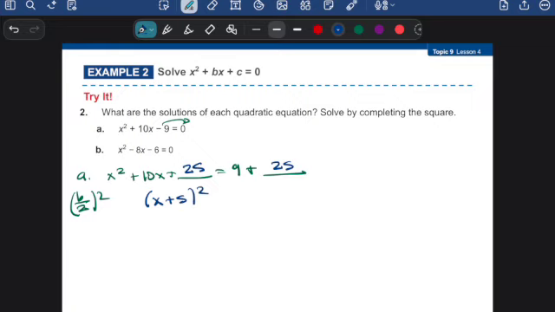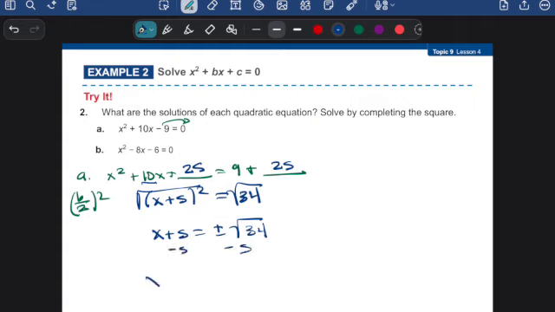Double check it. I'll have a 5x plus a 5x. That gives me 10x. Equals, don't forget to add your 25. So this becomes 34. Then I can take the square root of both sides. X plus 5 equals positive and negative square root of 34. And then I'm going to subtract 5 from both sides. So x is going to equal negative 5 plus or minus the square root of 34.